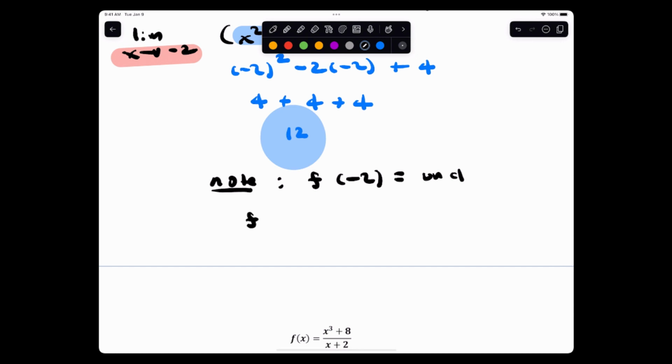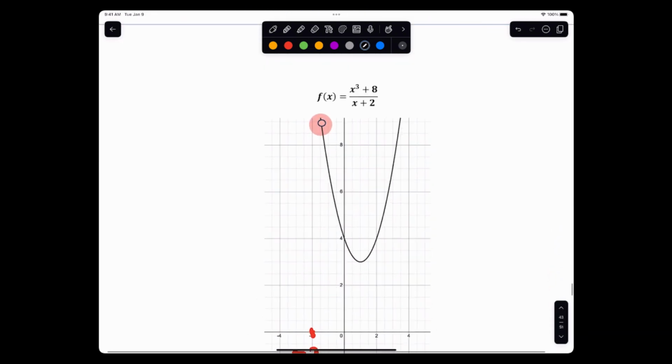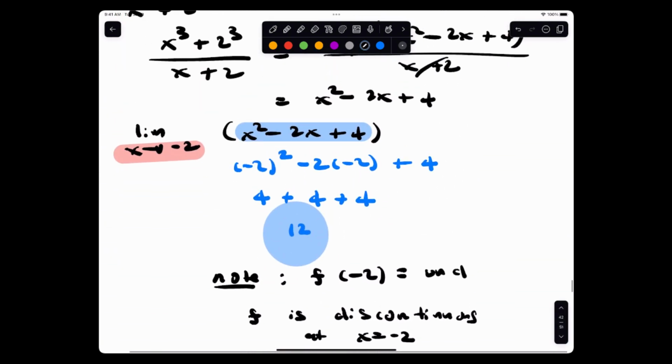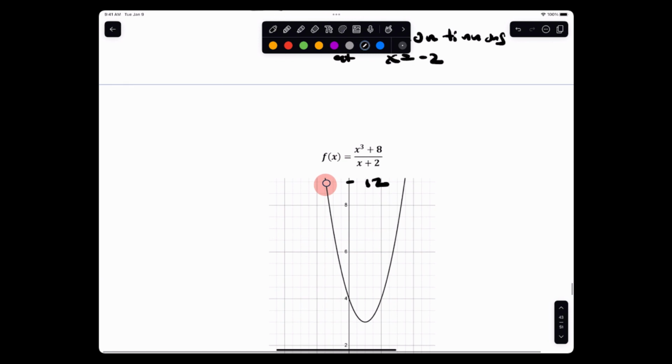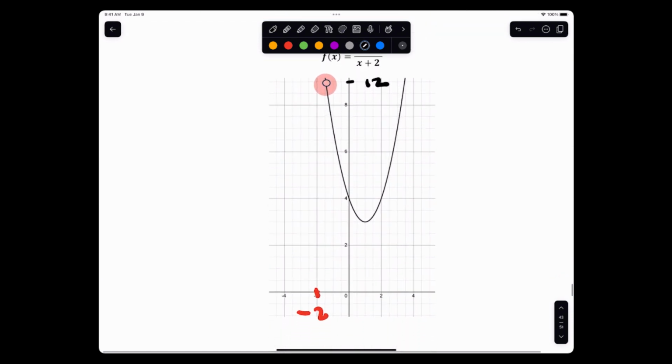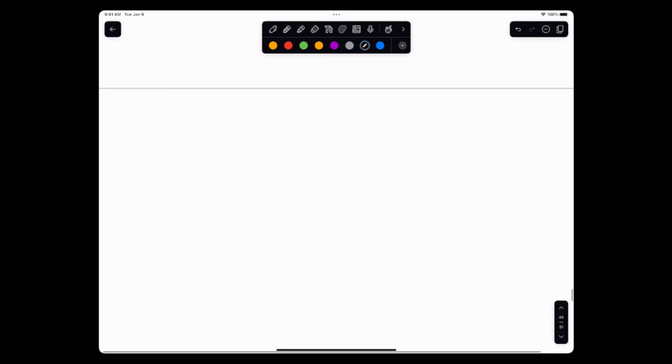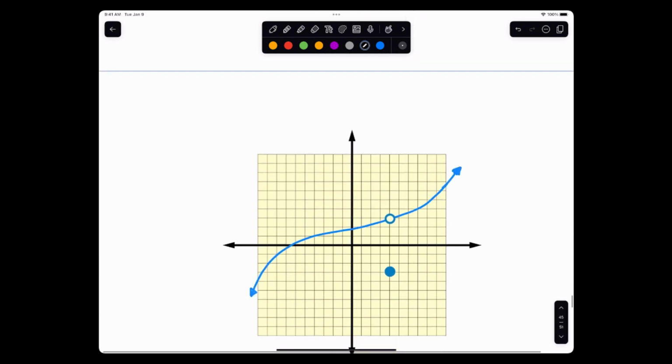And what else does that mean? f is what? Discontinuous at x equals negative 2. So from my calculations here, and I'll have to double check if I put the right curve there, I hope I did, that should be a 12. Whatever, we'll double check. So the limit is 12 as you approach from the left and the right, but the value of the function is undefined.